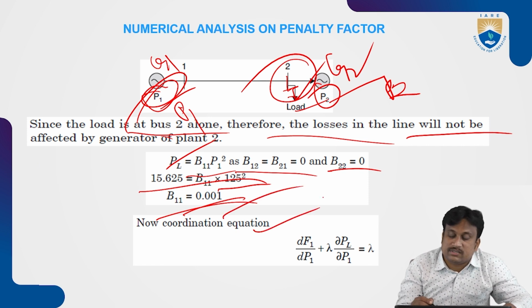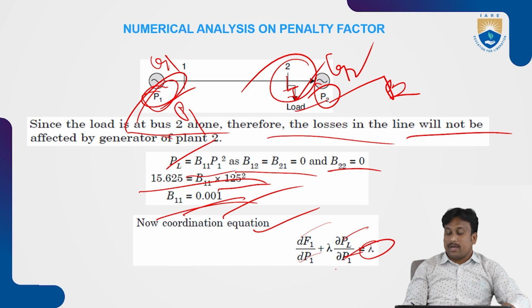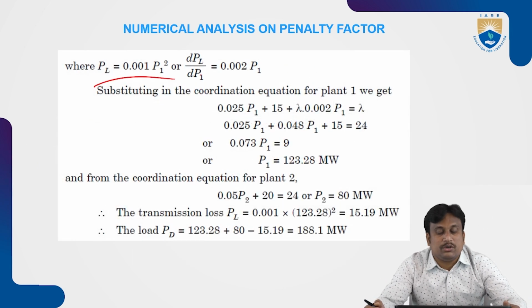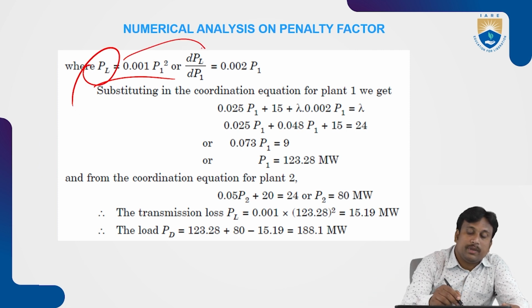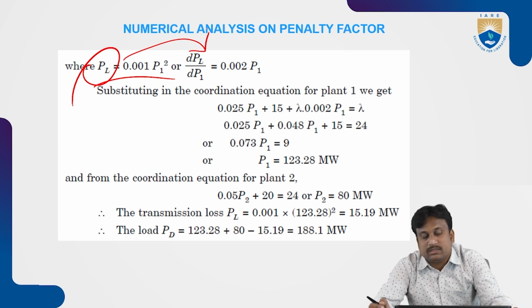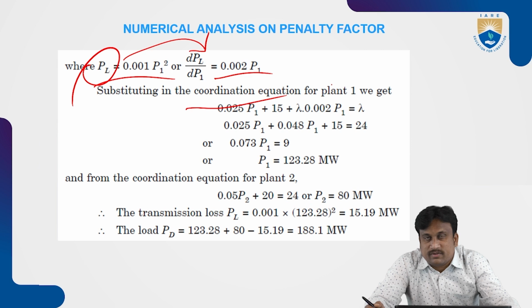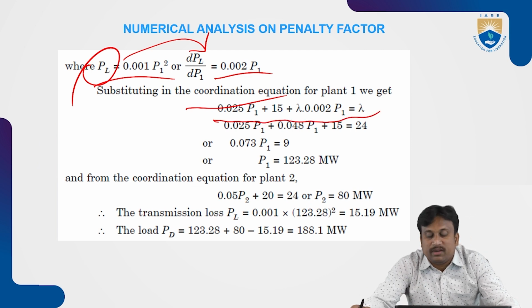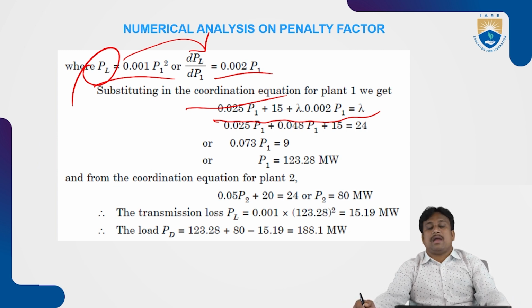Now the coordination equation is dF1 by dP1 plus lambda dou PL by dou P1 is equal to lambda. Here PL equals 0.001 P1 square, or we may write dou PL by dou P1 as 0.002 P1. Substituting in the coordination equation for plant 1, we will get 0.025 P1 plus 15 plus lambda 0.002 P1, which is equal to lambda.